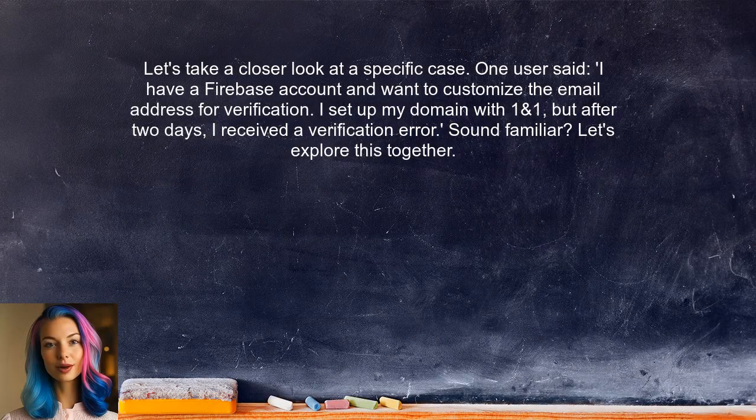Let's take a closer look at a specific case. One user reached out saying they have a Firebase account and want to customize the email address for verification. They followed the instructions and set up their domain with 1&1, but after 2 days, they received a verification error. Sound familiar? Let's explore this together.